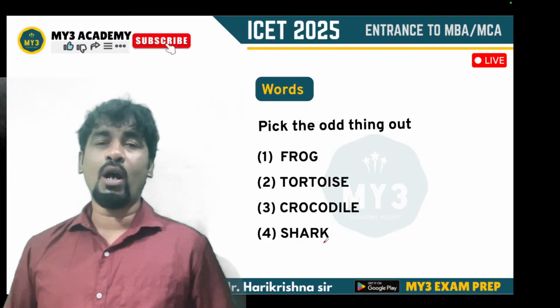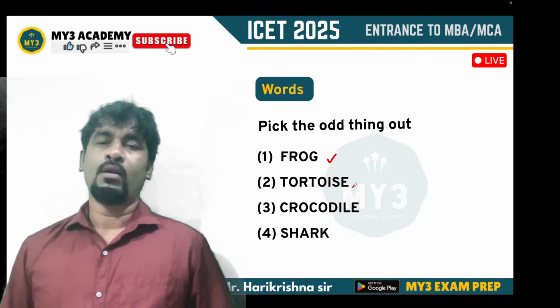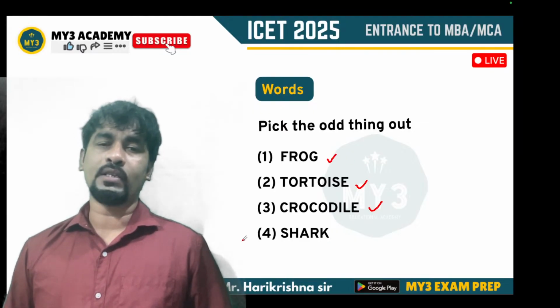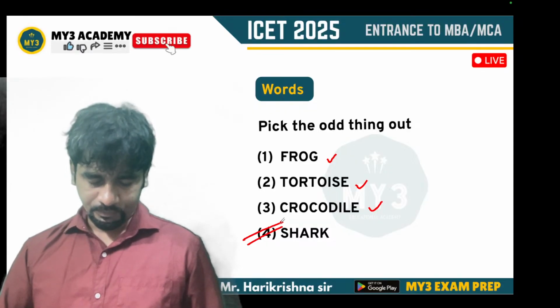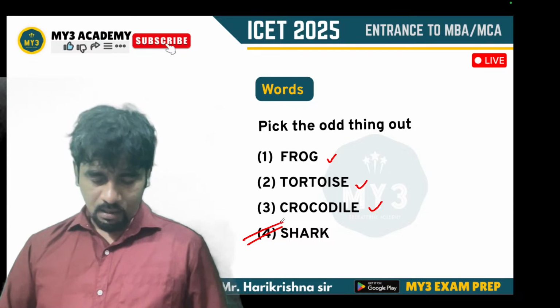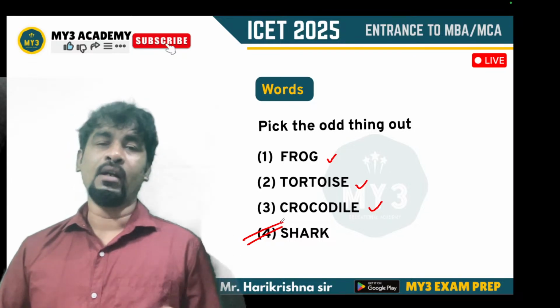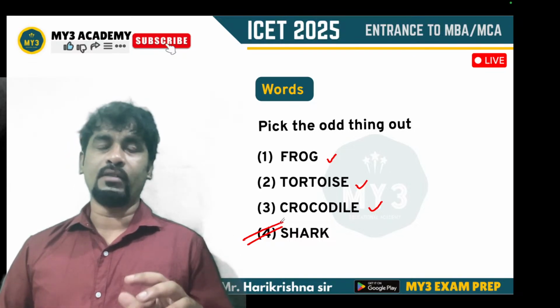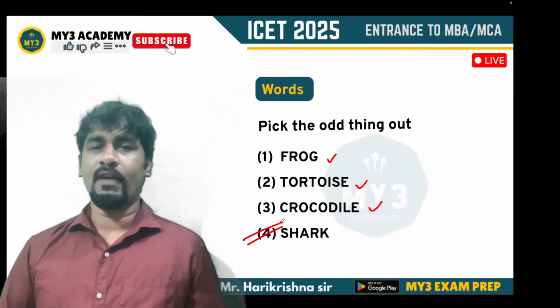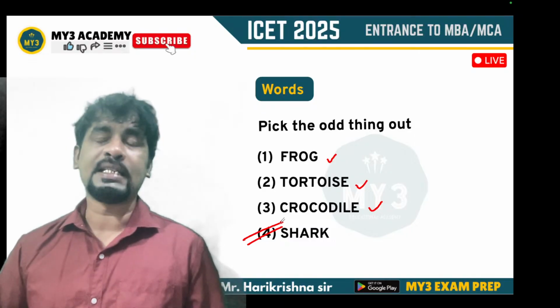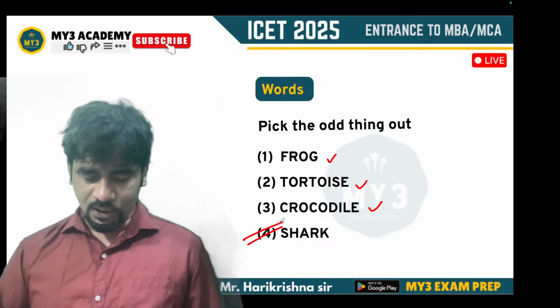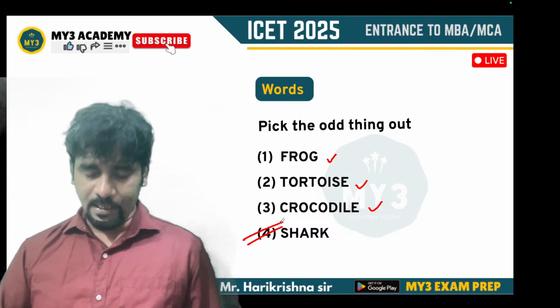What is the answer? Pick the odd man out. Frog, tortoise, crocodile. So simply your answer is shark. Most of you have given the correct response. So frog, tortoise, crocodile, they live in water as well as on earth. But shark is the only one which lives only in water. That's the reason our answer is going to be option 4, which is shark.